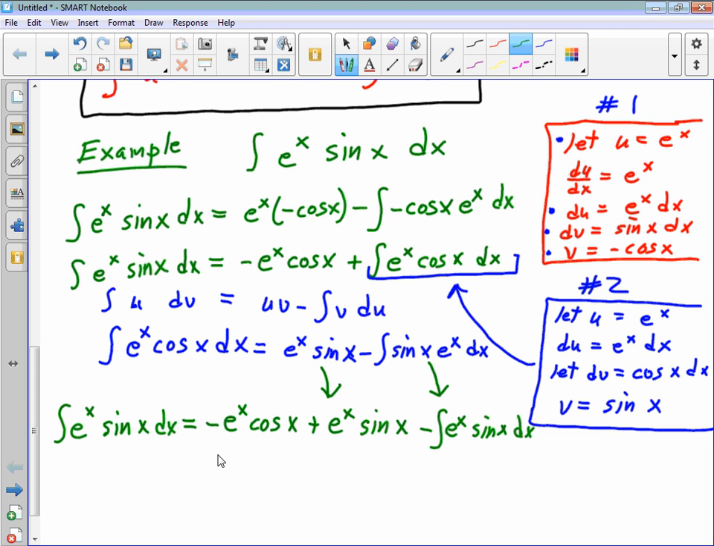Now, check this out. Here's where it gets cool. I know I'm a math geek. Here's an integral of e to the x sine x dx. Here's an opposite of integral e to the x sine x dx. Same thing. Check it out. So I can subtract e to the x. No, not subtract. I got to add because this one's already negative. See where we're going? I love it. Okay, and I can add integral e to the x sine x dx on this side. It's going to be great.